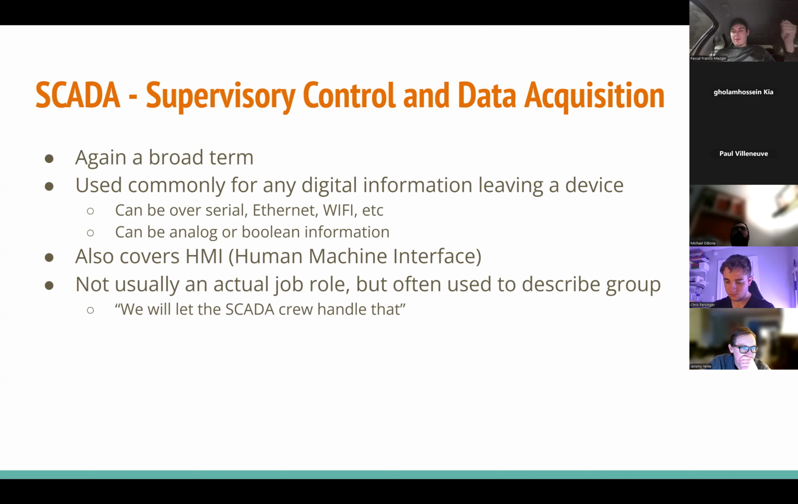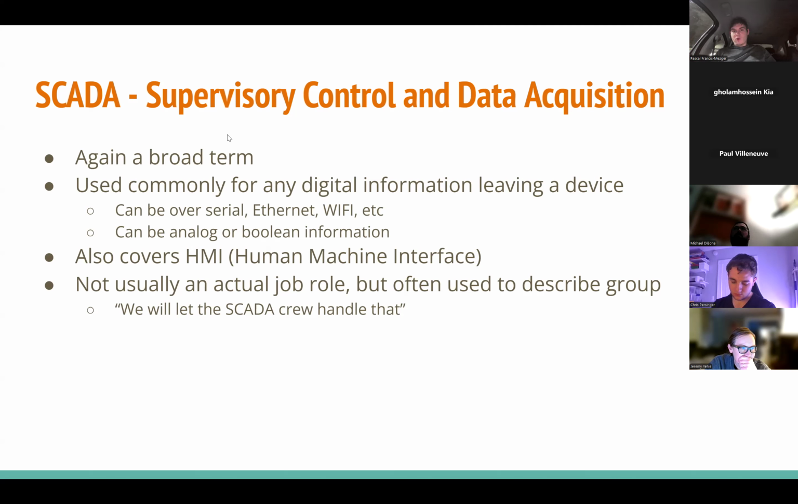But if we then hook up an Ethernet cable to that relay and send the data off somewhere else, or we have a serial communication cable and send that data somewhere, as soon as that data is leaving the relay, then we start talking about it in terms of SCADA. So that's where this whole big terminology comes from.